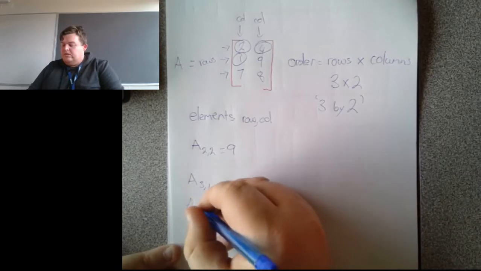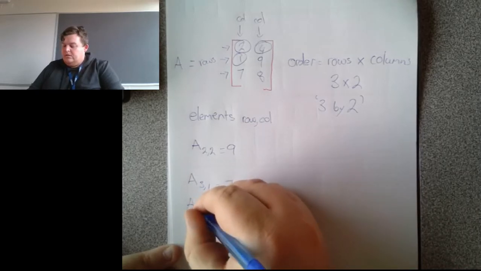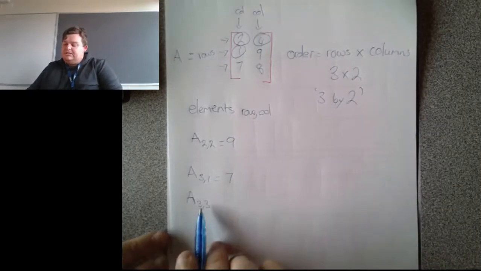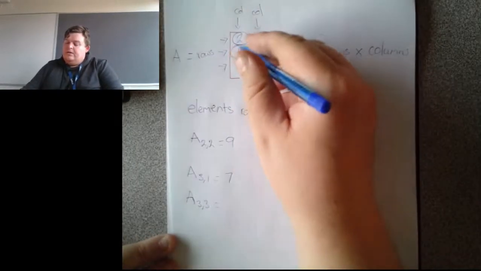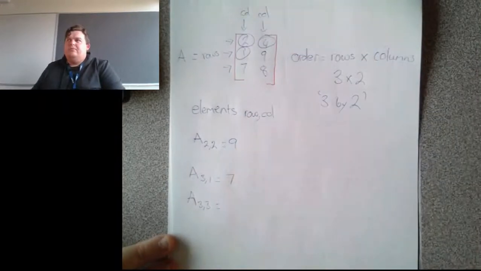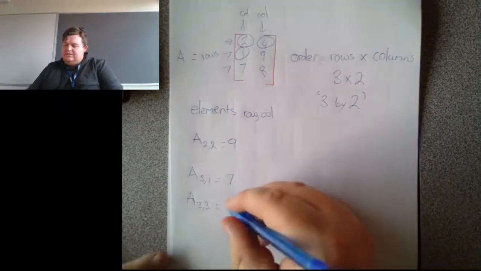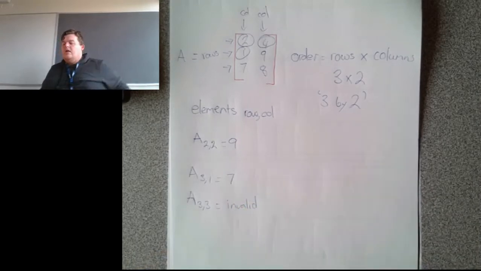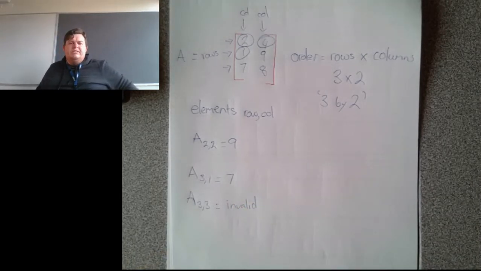If I wanted to do something like this, though, the problem is that this element doesn't exist. There's a row 3, but there's no column 3. So I can't find that, so that's invalid. That's the basic idea of matrices and order and elements and that sort of stuff.